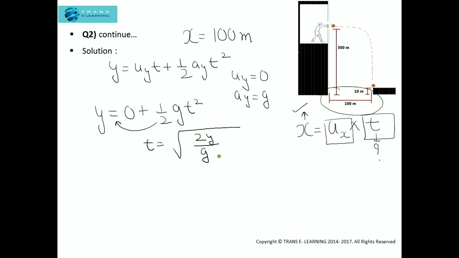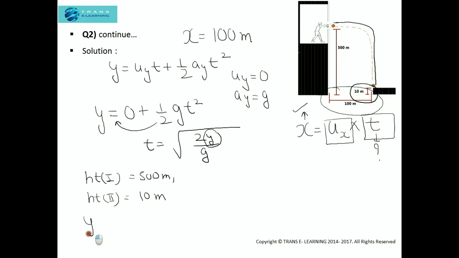Now g is given as 9.8 meter per second square, but what about y? From where to find this y value? We will be finding this y, which is the vertical distance traveled by the ball, using the height of the buildings. So the height of the first building is given as 500 meters, whereas the height of the second building is given as 10 meters. The vertical distance traveled by the ball will be the height of the first building minus the height of the second building, because the ball is thrown from this point and it reaches this point, so we have to subtract this 10 meters. So the vertical distance traveled by the ball will be 500 minus 10, which is equal to 490 meters.